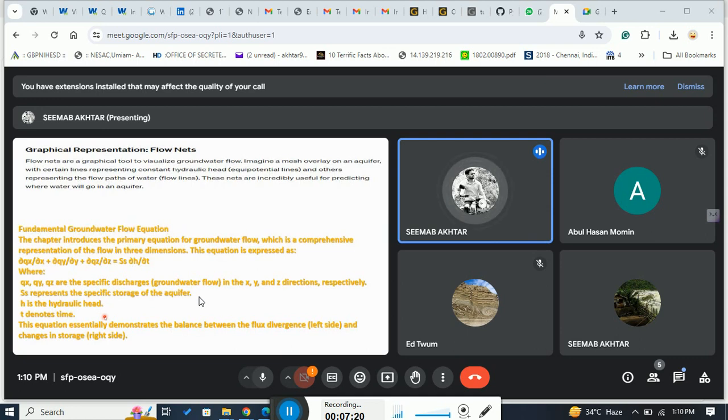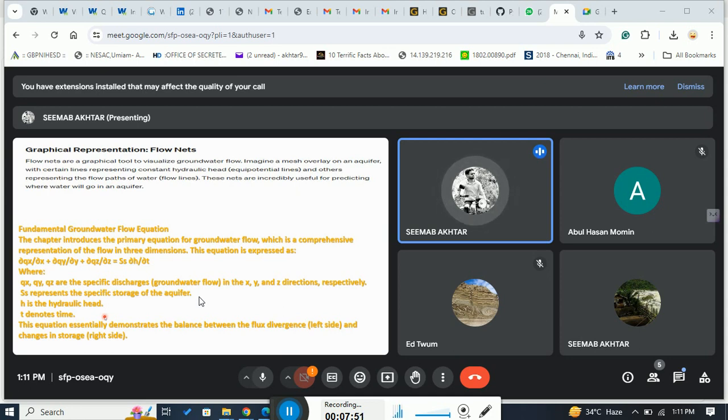Graphical representation. That is represented by the flow nets. Flow nets are a graphical tool to visualize groundwater flow. Imagine a mesh overlay on an aquifer with certain lines representing a constant hydraulic head, equipotential lines, and others representing the flow path of water, flow lines. These nets are incredibly useful for predicting where water will go in an aquifer.